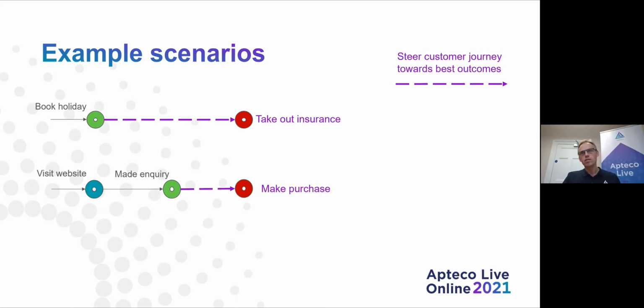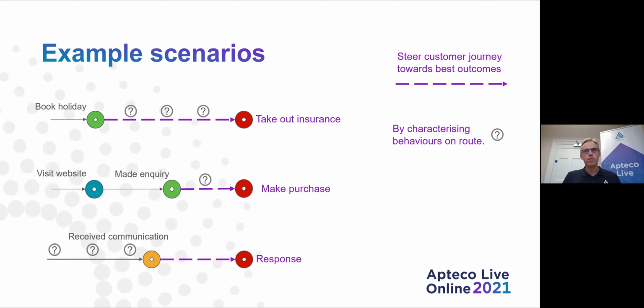In each case, behavioral modeling is learning from the characteristics of behaviors en route, seeing what people have done who have taken out these positive behaviors, and then we can recognize that in other customers. Another example looks at people who have responded to previous campaigns, so we can then identify those similar characteristics in other customers who can then be selected for a future campaign.